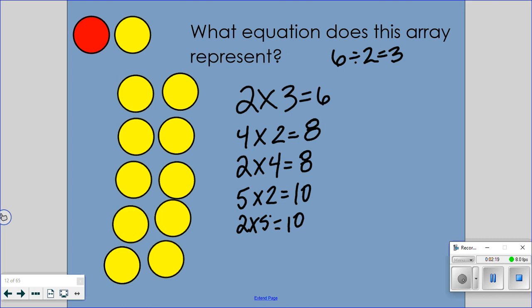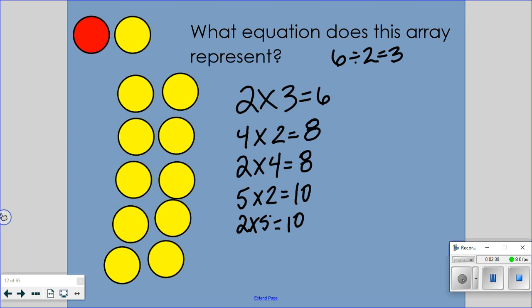4 plus 4 plus 2. Is that a pattern? Okay, let's think about some patterns. Callie, do you see a pattern? Almost all of them are groups of. So we've got a lot of multiplication equations.